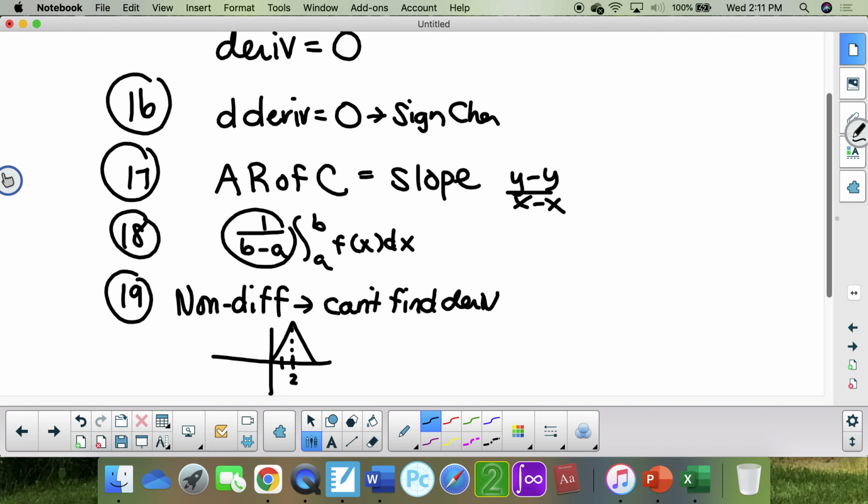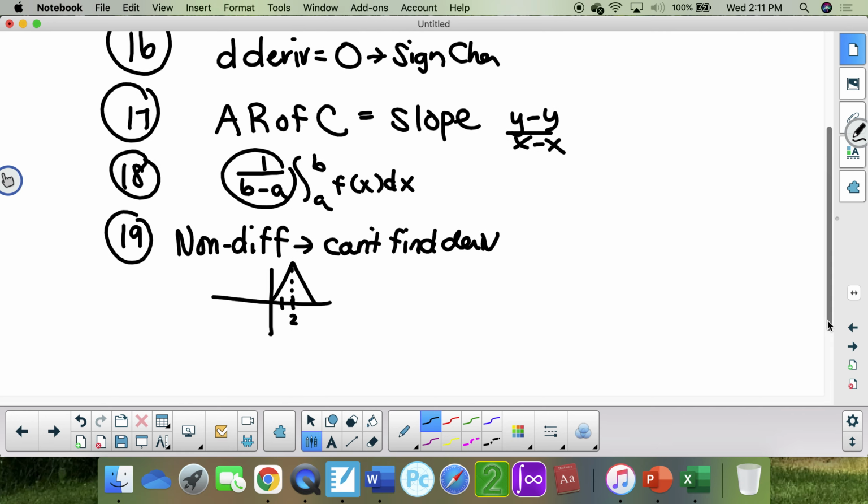So I'm going to work my way back up to 21, which is the long one. Or 20 and 21 are long, but 20 takes a while, so.